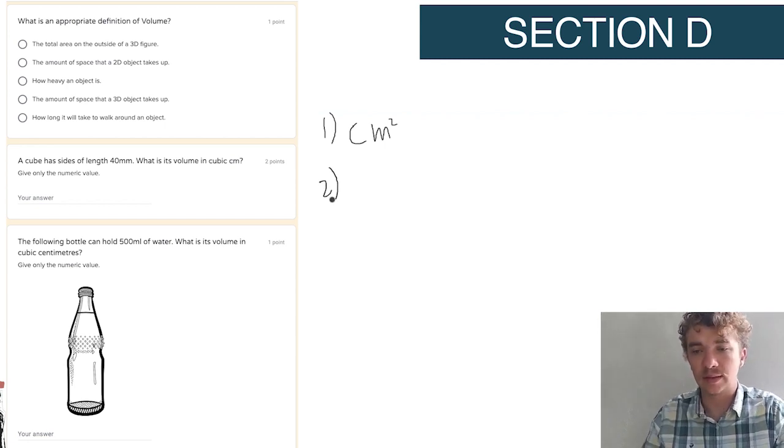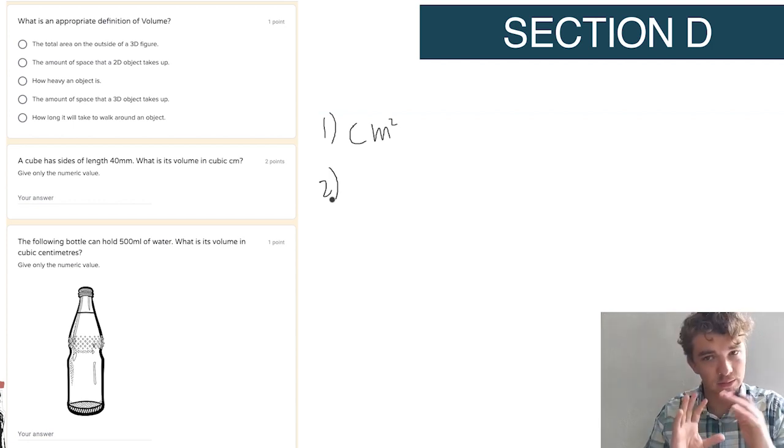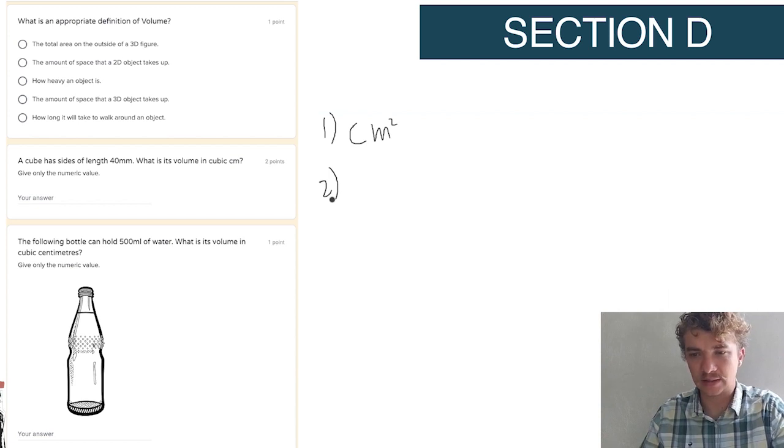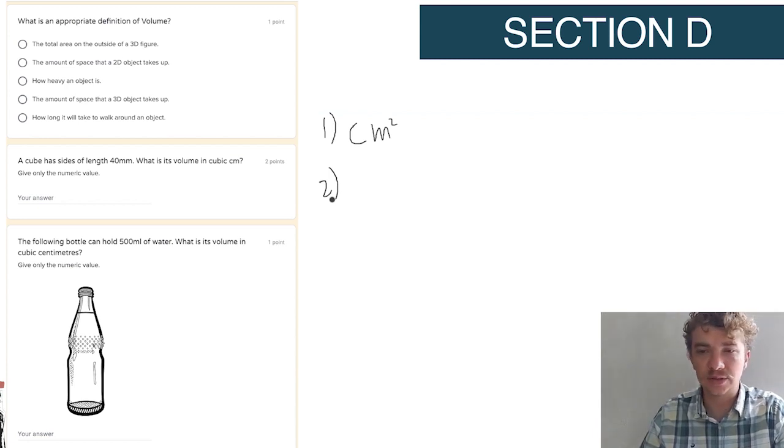Okay, we have the amount of space that the 2D object takes up. No, volume is always 3D. The amount of space that a 3D object takes up. That sounds right. How long it will take to walk around an object? No, but that is actually a sort of a definition of circumference or perimeter.